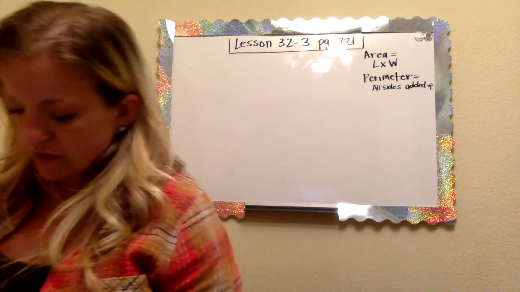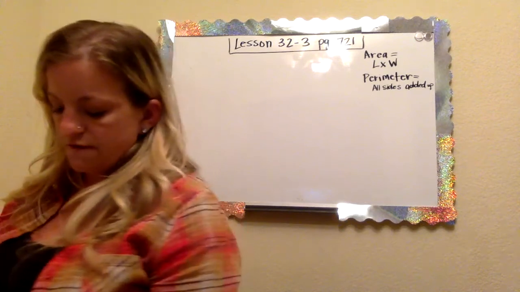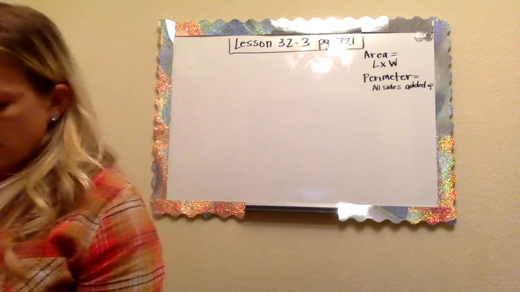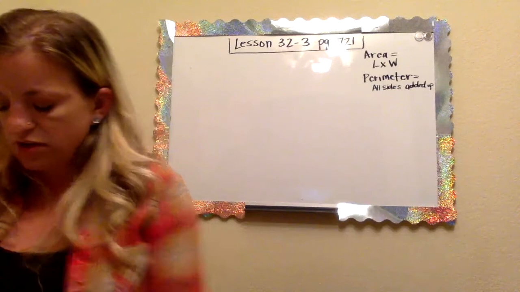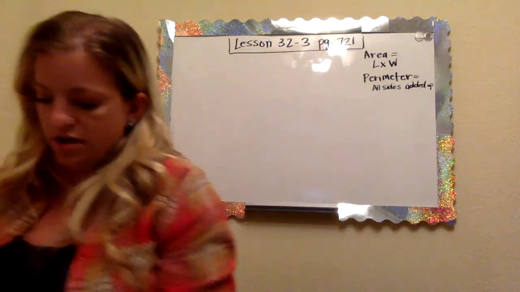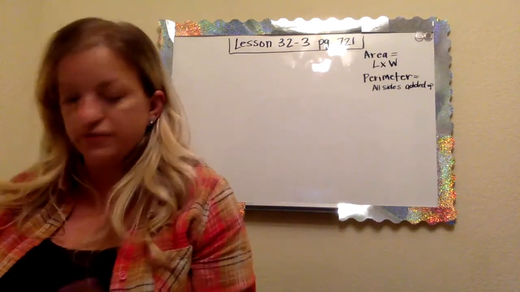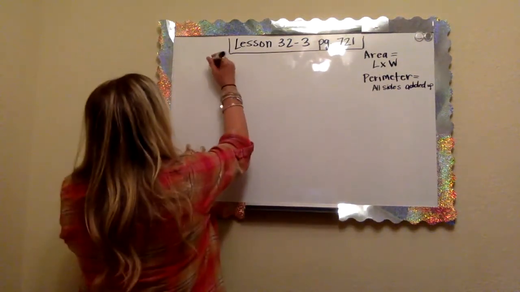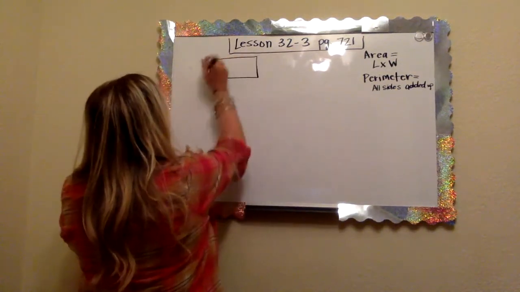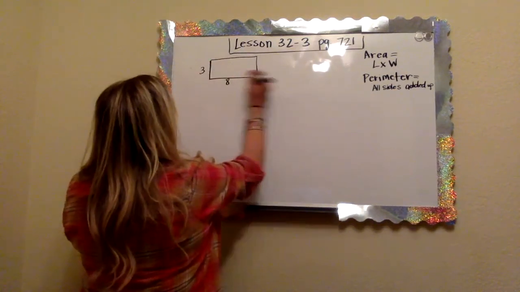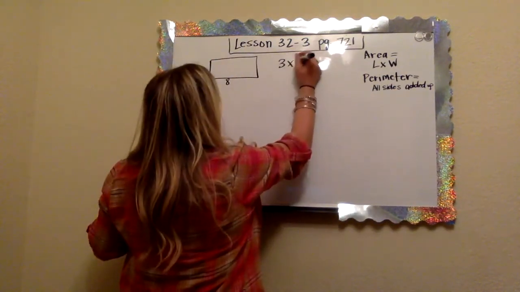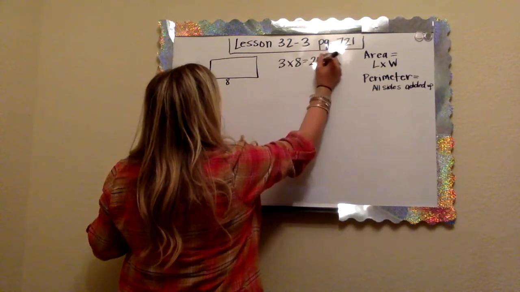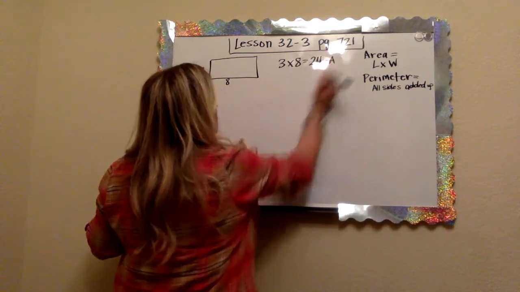He wants to put fencing around his garden, but he only has 20 feet of fencing. Using the same area as this garden, so you need to figure out what the area is of this garden. They give us the length and the width, which is 3 by 8, and 3 times 8 is 24. So the area is 24.